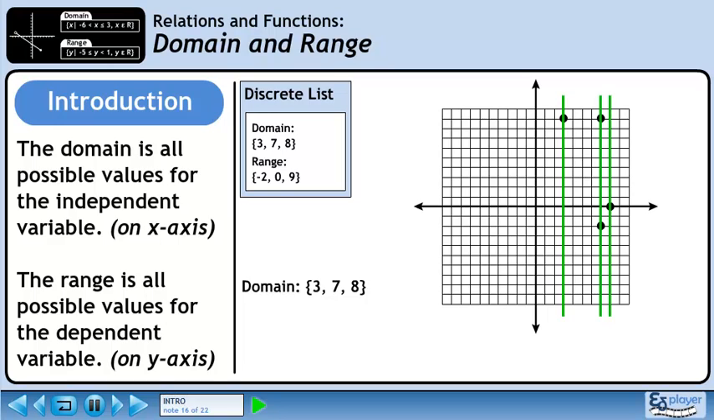Even though there are 4 points, the green bars show that only 3 x values are actually used. The domain is the list 3, 7, 8. When expressing domain in this manner, note that repetitions are not used. Even though we have 2 points with an x value of 7, we only include the 7 once in our list.